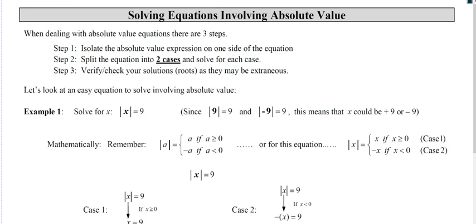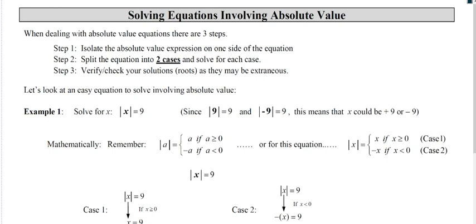So let's look at an easy equation to solve involving absolute value. Solve for the absolute value of x equals 9. Now, since we know the absolute value of 9 equals 9, and the absolute value of negative 9 is equal to 9, this means that x could be plus or minus 9. Right? So we have 2 cases, right? Positive value and negative value.